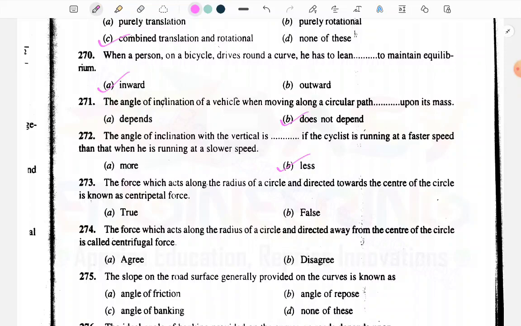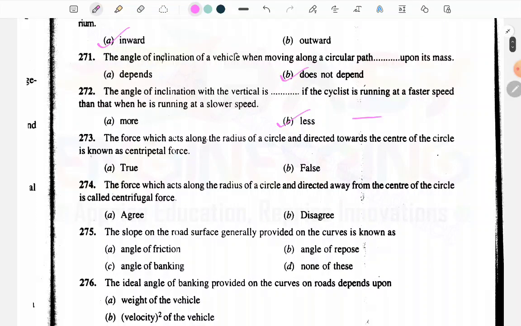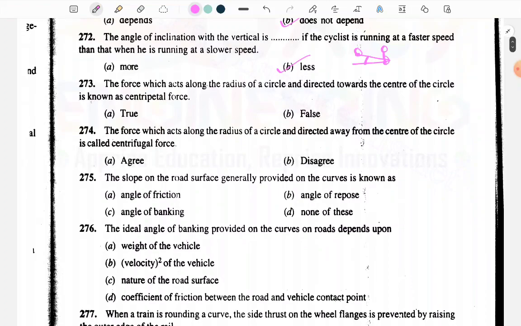Angle of inclination with plane is okay. The angle of inclination is saying, so this is the cycle person and he is cycling like this, and this angle should be less. If the cycle is running at faster speed than when running at slower speed, the angle of inclination will be less. The answer is given as this one, 272 is A they gave, but it should be maintained less.